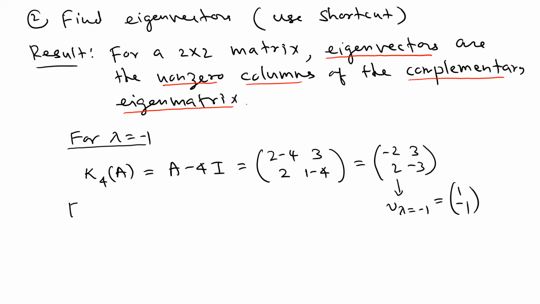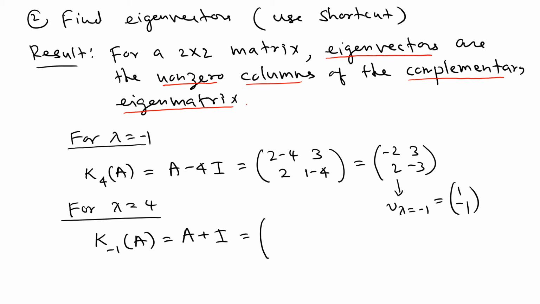Now for lambda equal 4, we can look at the matrix A minus lambda I, with lambda equal -1. So that means you subtract -1. Subtract means you add 1, so A plus I. That means you simply add 1 to the diagonal entries.